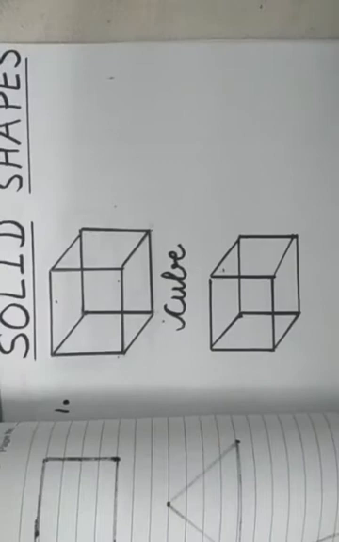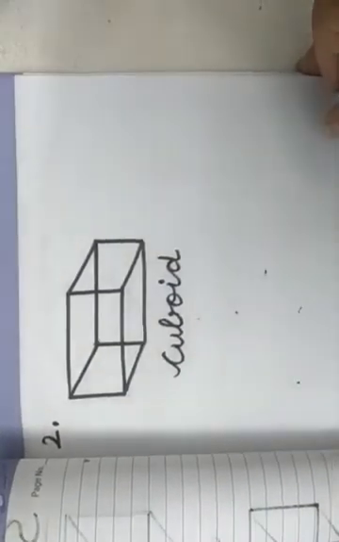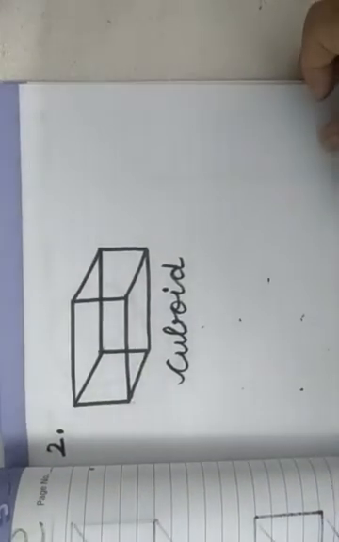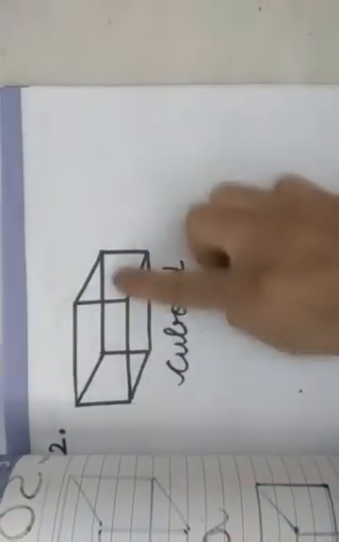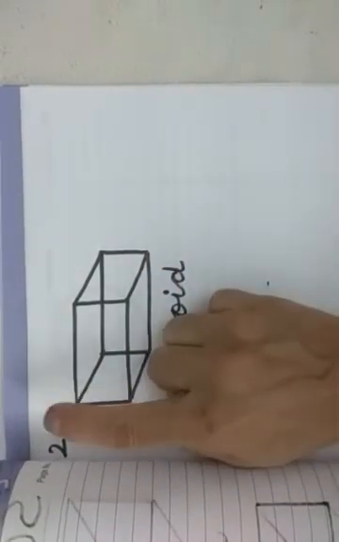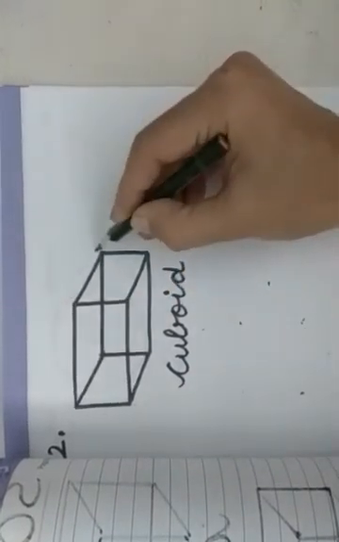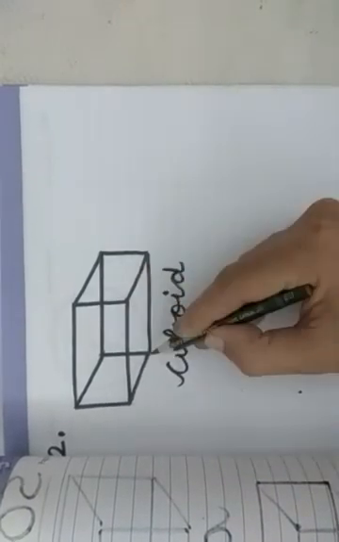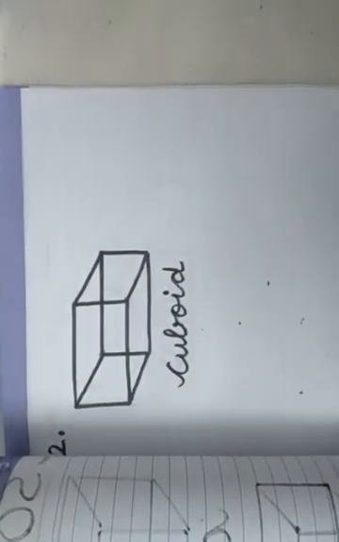Now we are doing the next solid shape. This is a cuboid. Again I want to tell you that two things are similar in cube and cuboid, that both have six flat faces or surfaces, and both have 8 vertices. As you can see, 1, 2, 3, 4, 5, 6, 7, 8. So both things are the same in them.